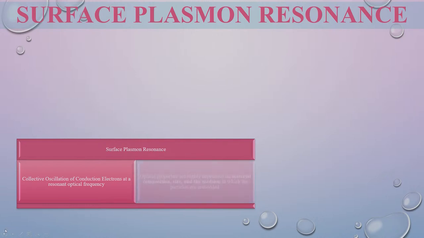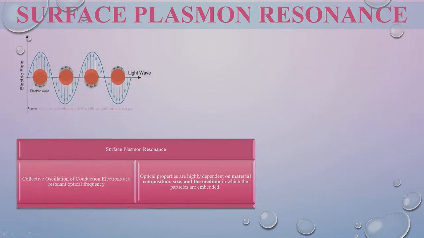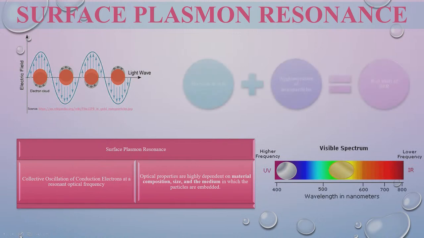Okay. So for example, this is possible only with noble metal nanoparticles such as gold, silver and copper. When I say resonant frequency, it is associated with a wavelength. Around 410 nanometer, silver exhibits surface plasmon resonance. Around 532 nanometer, gold exhibits surface plasmon resonance. And around 600 or 625 nanometer, copper exhibits surface plasmon resonance. If I'm able to tune this surface plasmon resonance, I'll be able to cover the entire range of the visible region.